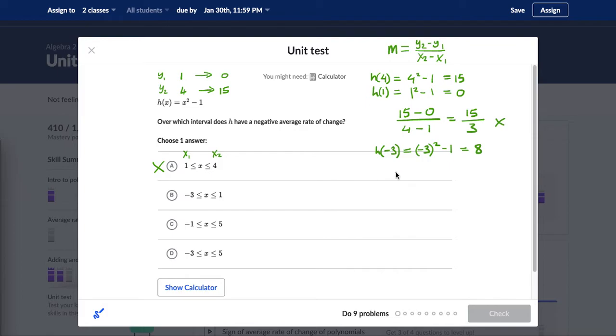So y2 is 0, and y1 is what we just found, that's the 8, so minus 8. And we've got x2, which is 1, and x1, which is negative 3, so minus negative 3. And hopefully you see what's going on here. We have negative 8 over positive 4, and so that is going to be a negative rate of change, and we can select that one.